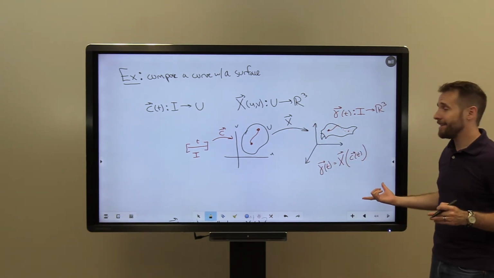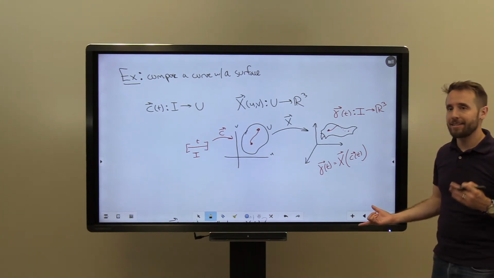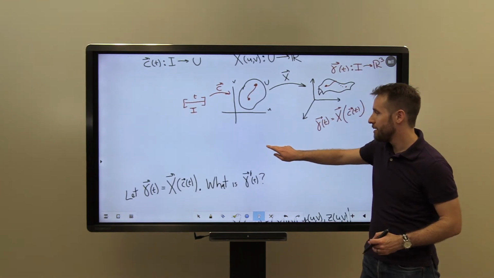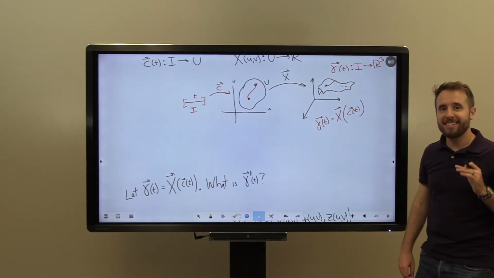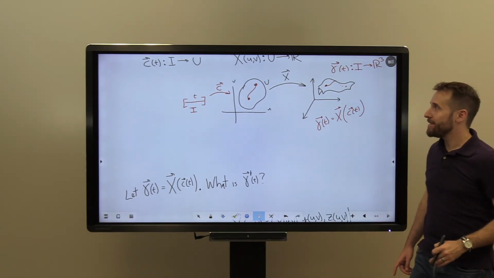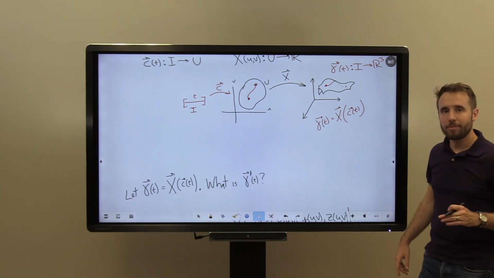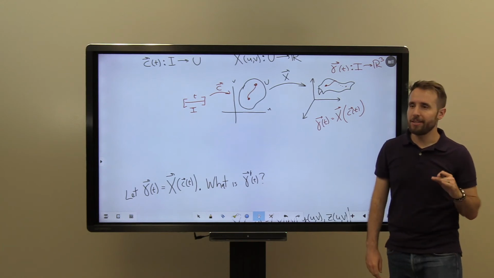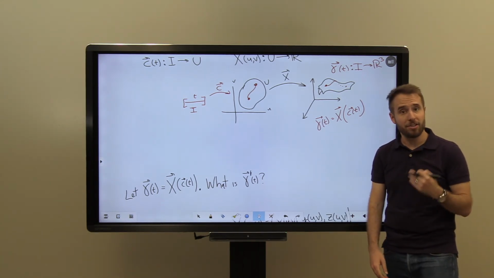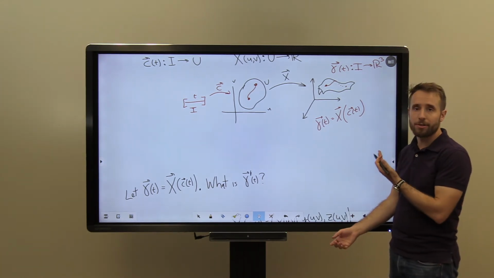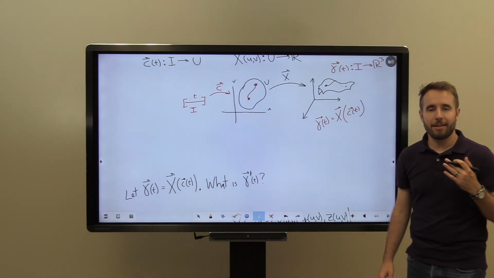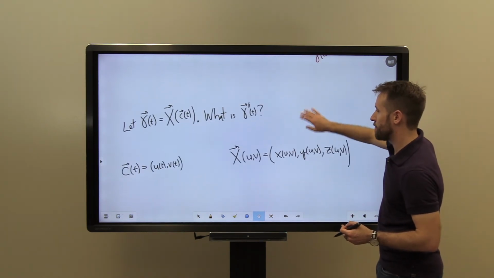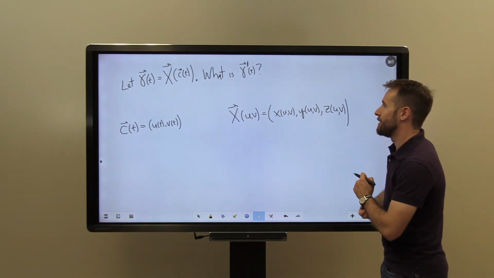So with this in mind, gamma of t equals x of c of t, we can ask the very valuable question, what is gamma prime based on this setup? We might be interested in calculating gamma prime. We've already seen that we're interested in that to calculate tangent vectors to gamma and to our surface. What does the multivariable chain rule have to say about this? Well, let's take a look.